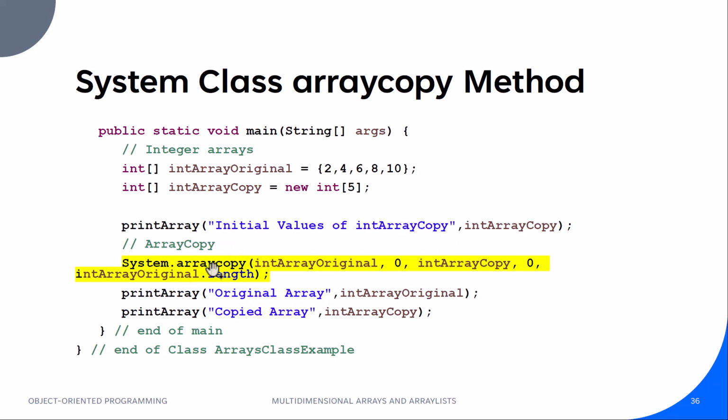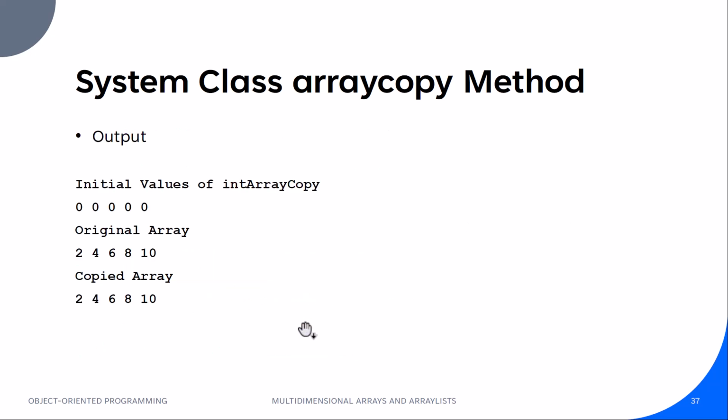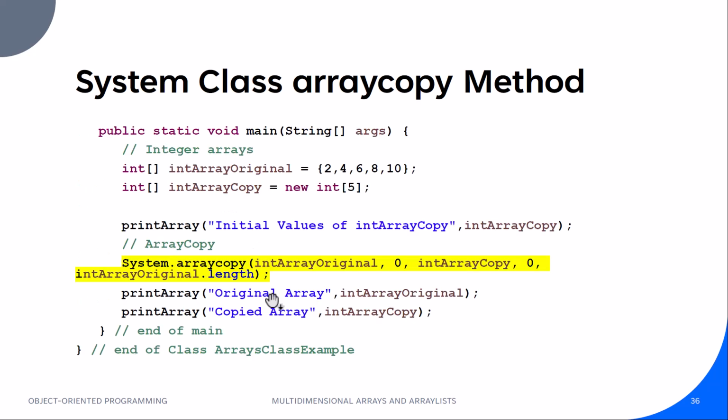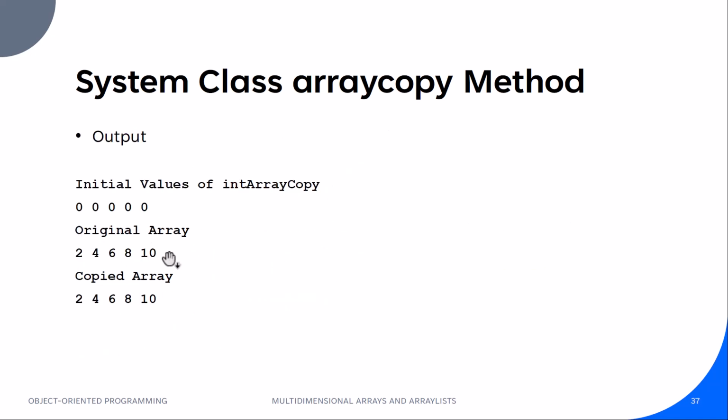Then I'm going to copy from the original, the source array, the source object. Remember, in Java, arrays are objects starting from the 0 index, meaning starting from the first element. And then I'm going to copy to the destination array, the int array copy. I'm going to start from the 0 index, and then copy all the elements to the second array. And I'm going to print these arrays on the screen. And here are the initial values of the int array copy. Remember that we have not initialized the int array copy, and this will default to 0 by the Java compiler. Then this is my original array, and after I copy the array, it will be the same as the original array.